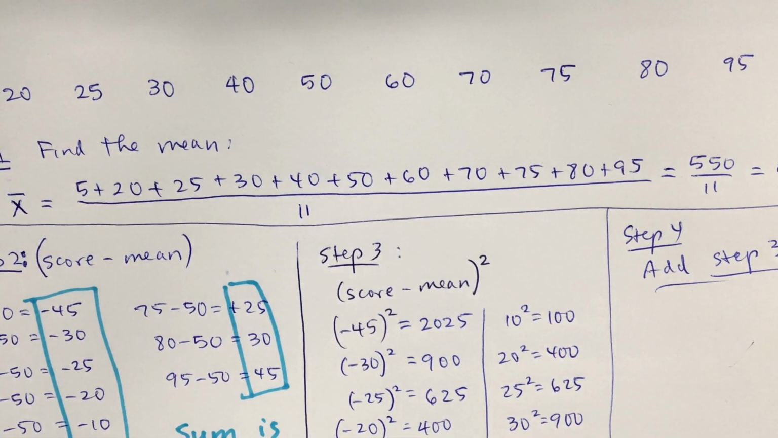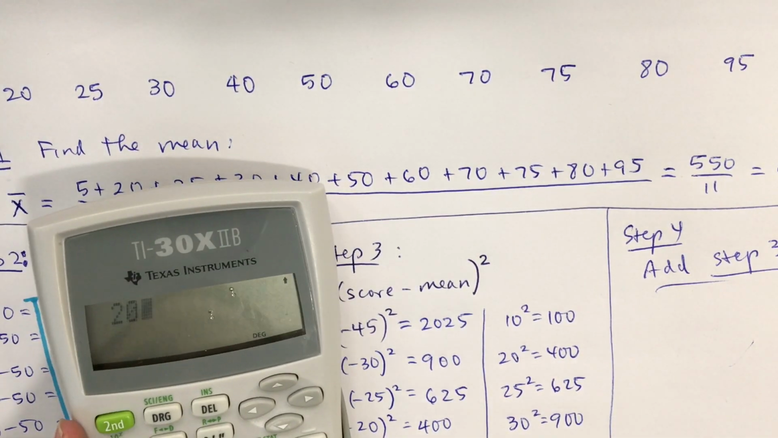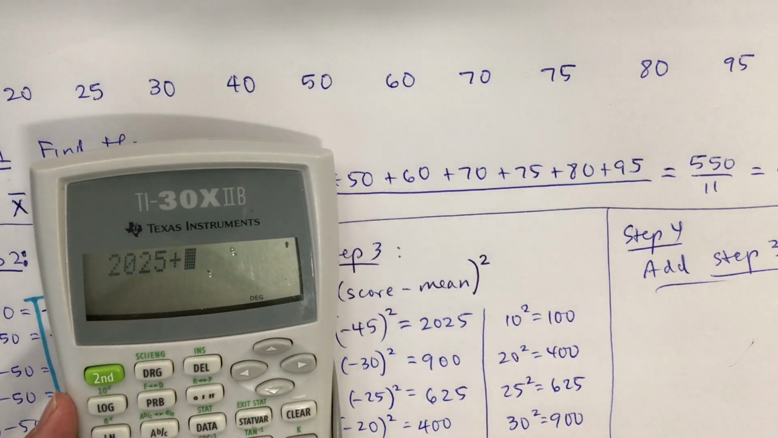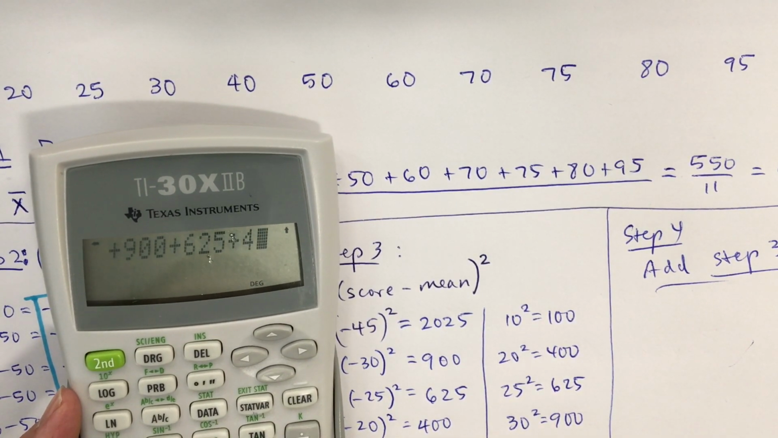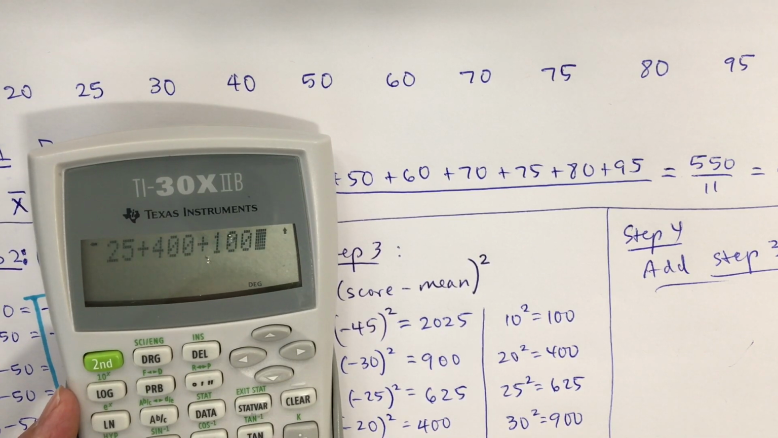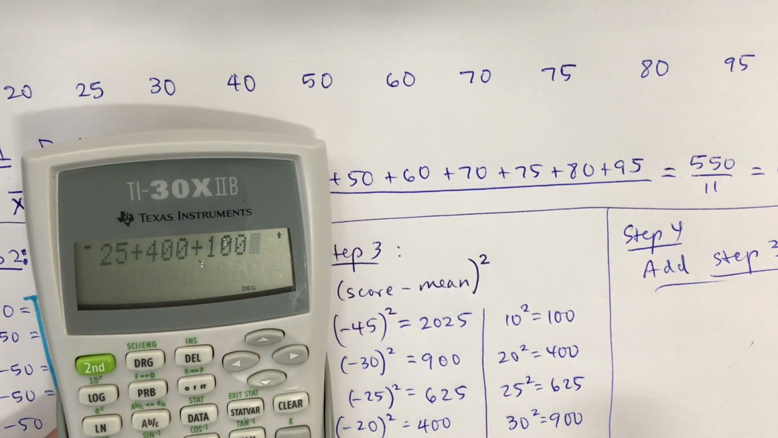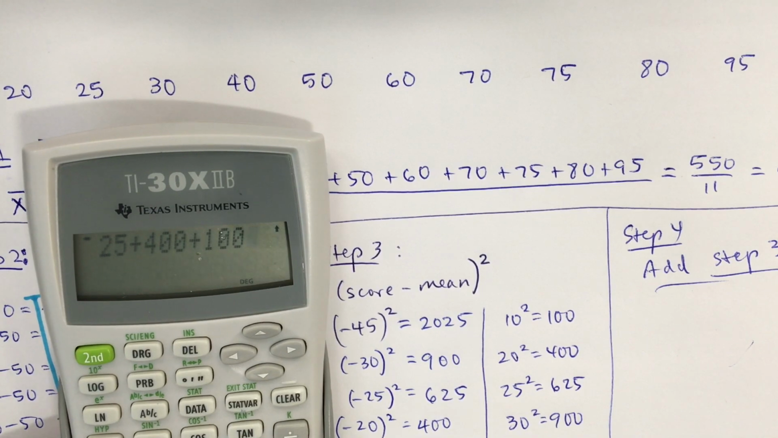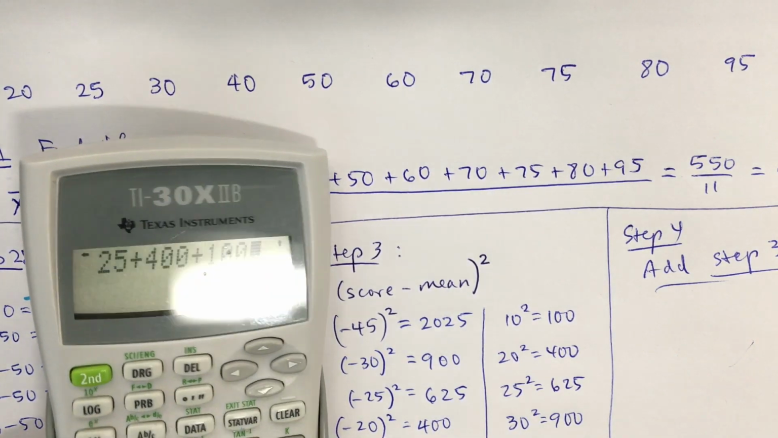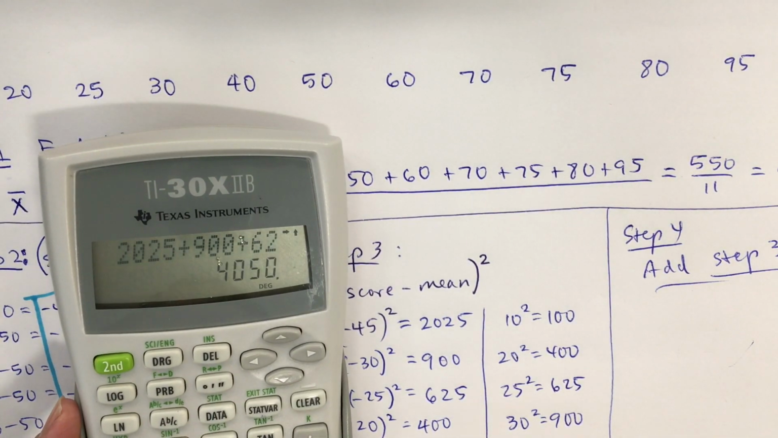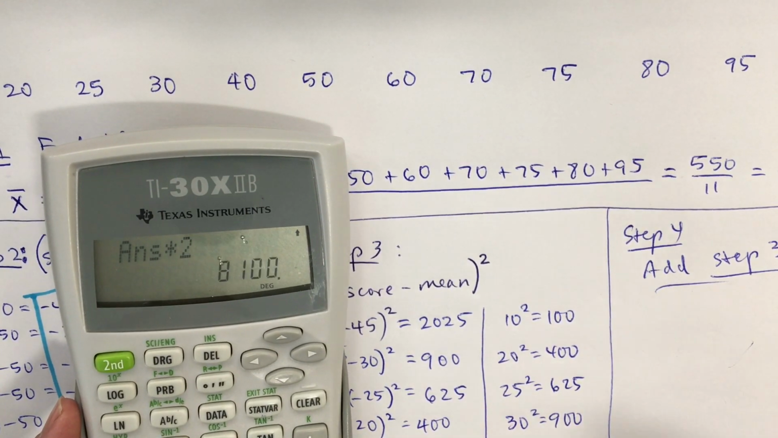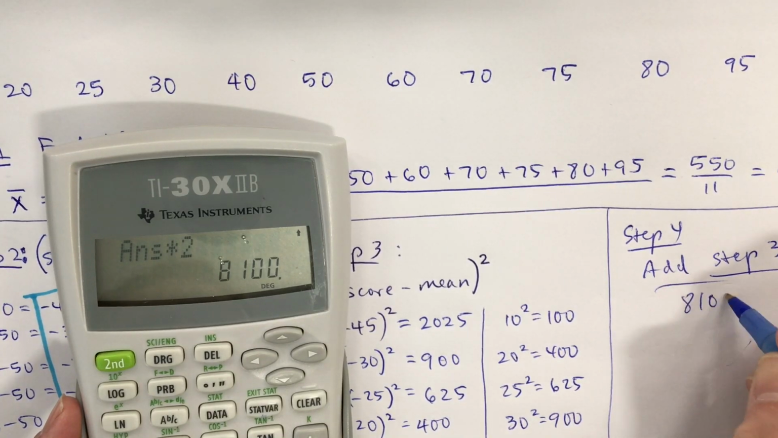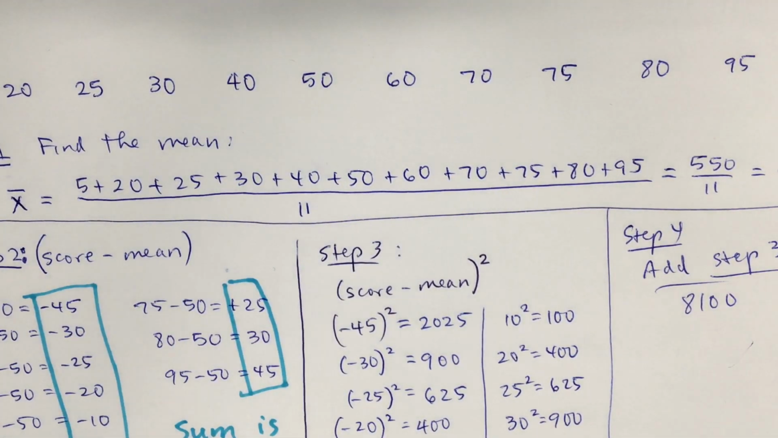Take out my calculator and add up all those numbers. 2025 plus 900 plus 625 plus 400 plus 100. Now, because this data set is perfectly balanced, I got the same numbers repeated. So I'm just going to add up one column and then multiply that by 2. I get 8,100 for the sum.